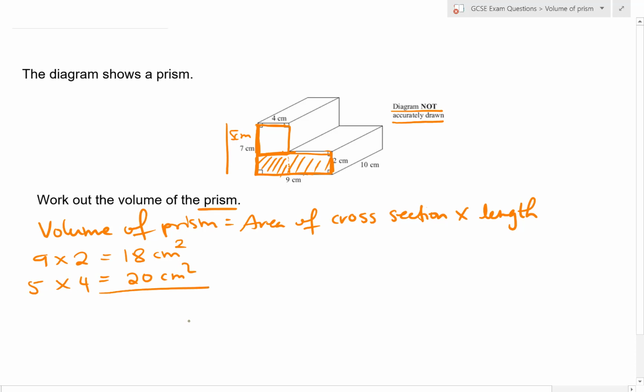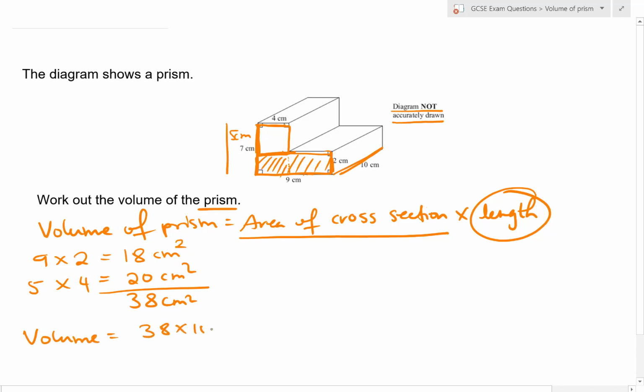Now let's add them together. Because it's a compound shape, we need to add the areas together to get 38 centimeters squared. Now we found the area of the cross section. Now we need to multiply that by the length, which is 10 centimeters. So the volume is going to be 38 times by 10, which is 380 centimeters cubed.